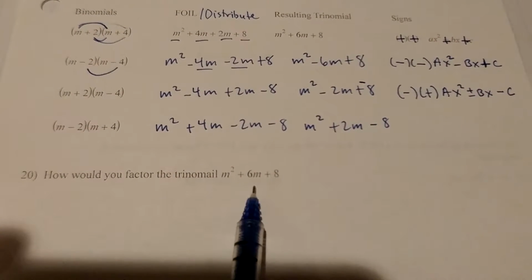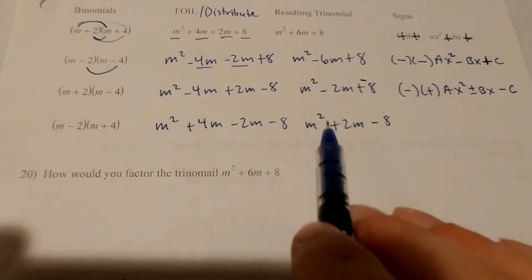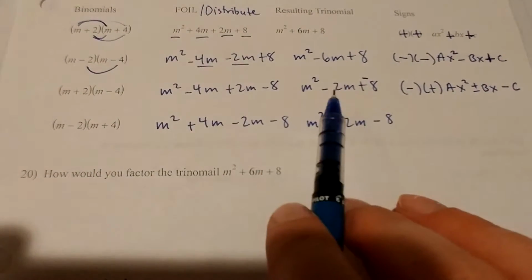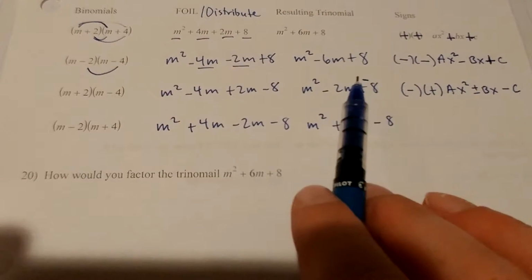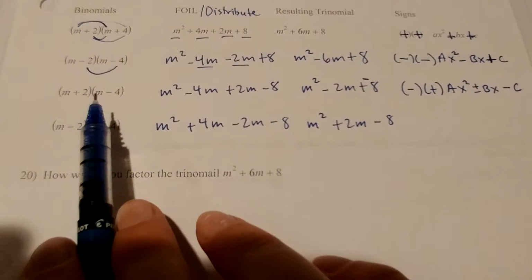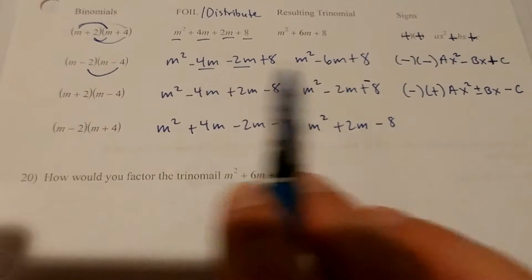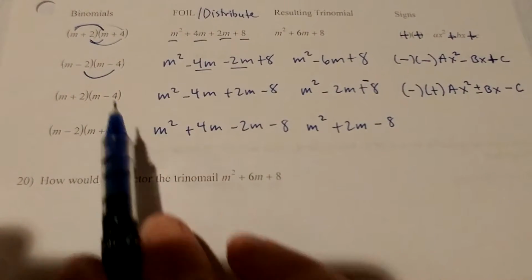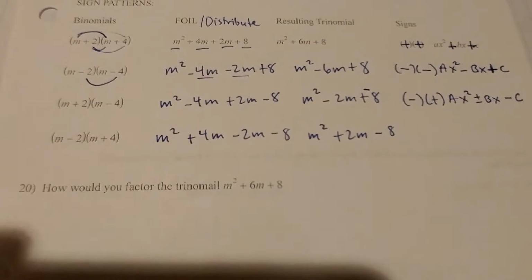Okay, so this is your answer. This is like your resulting trinomial. Remember that this is distributing to get that. If I gave you the resulting trinomial and wanted you to go back to the binomials, we would call that factoring. So distributing, factoring. So here's the problem. We want to factor it.